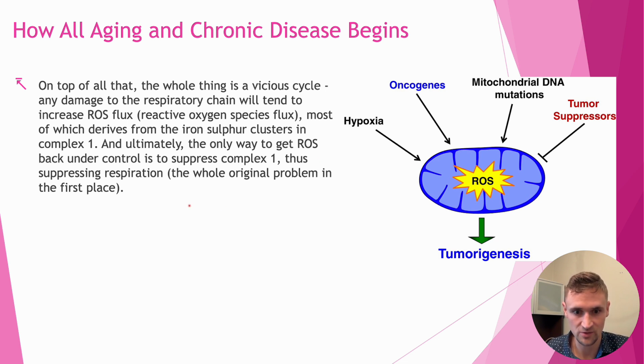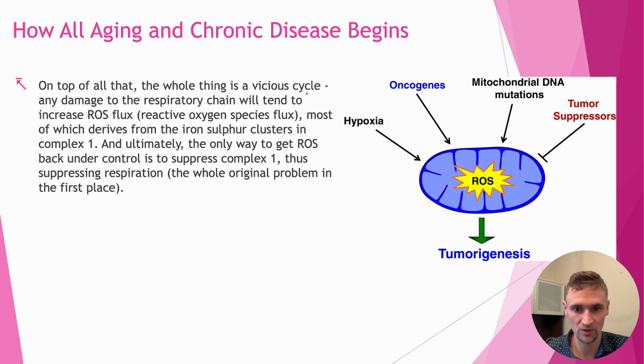But the problem with that is that's the whole original problem in the first place, because we know from Dr. Doug Wallace's work and Dr. Nick Lane's work and Dr. Thomas Seyfried's work and even Dr. Otto Warburg's original work almost 100 years ago, the whole original problem and cause of aging and chronic disease and cancer is basically dysfunction and a lack of energy production and a lack of efficiency of that electron transport chain and that mitochondrial respiration along the inner membrane that we've talked about. So that's the whole original problem. However, it's the only way to get reactive oxygen species under control. So again, you can see how the whole thing is a vicious cycle.